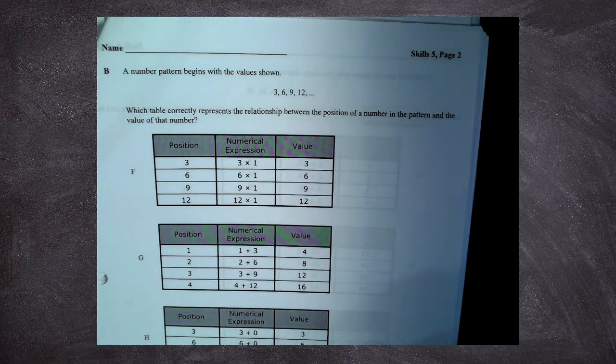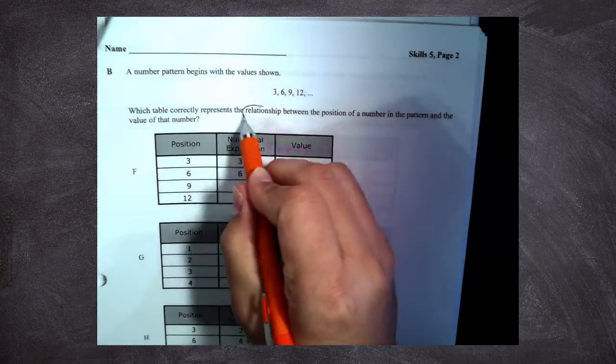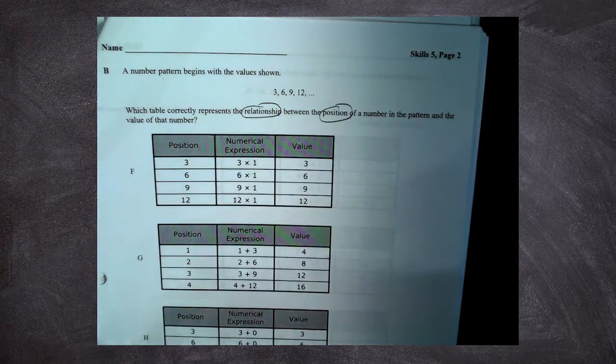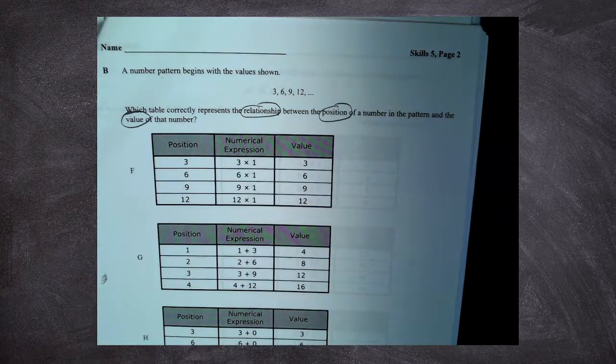This one, instead of being problem A, is problem B. A number pattern begins with the values shown: 3, 6, 9, 12. Which table correctly represents the relationship between the position of a number pattern and the value of that number? Almost the exact same thing. So we're going to do the exact same thing to solve it.